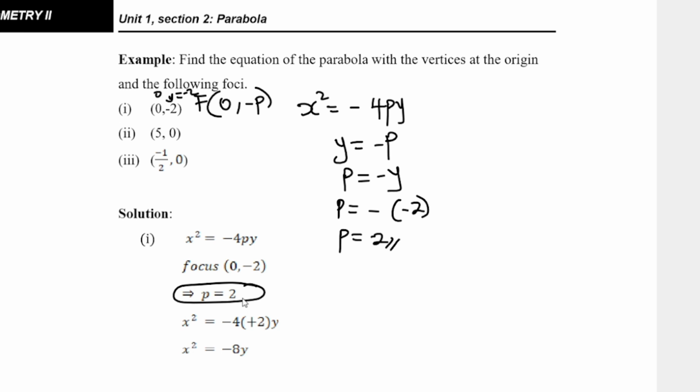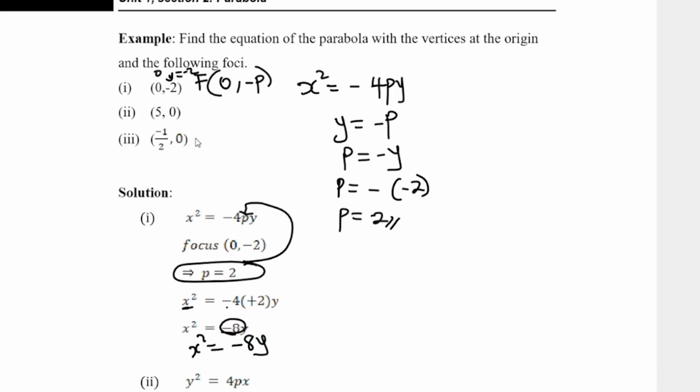So if p is equal to +2, then we are going to substitute this value here. Our x squared is equal to -4 into bracket +2 times y. -4 times +2 gives us -8. For that matter, our x squared is equal to -8y. So that's the first one.